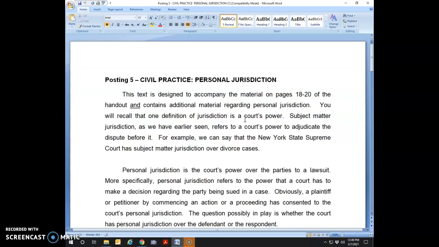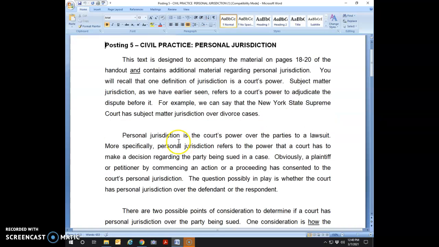When we picked out the court, we had to worry about the court's subject matter jurisdiction, the court's power to adjudicate the dispute before it. Personal jurisdiction is the court's power over the parties to a lawsuit. It refers to the court's power to make a decision regarding the party who's being sued. We don't have to worry about personal jurisdiction over the plaintiff, because the plaintiff, we could say, consents to personal jurisdiction by bringing the lawsuit, but the defendant not so.